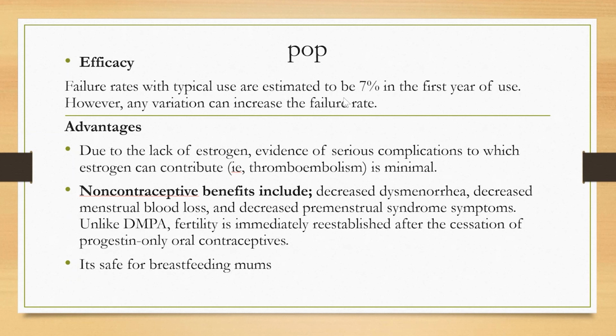Also, it has non-contraceptive benefits. It decreases dysmenorrhea, which we have already covered. It also decreases menstrual blood loss. You have a lesser period if you had heavy flow during your menstrual cycle. Also, it decreases premenstrual syndrome symptoms, the effects you get before you get menstruation.